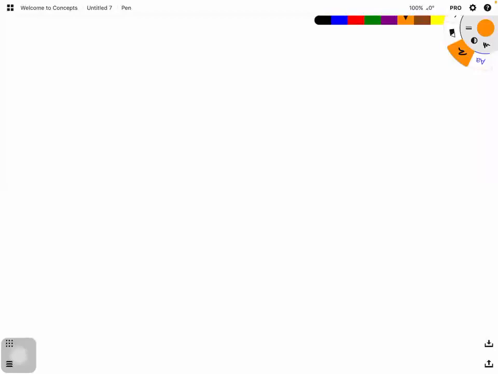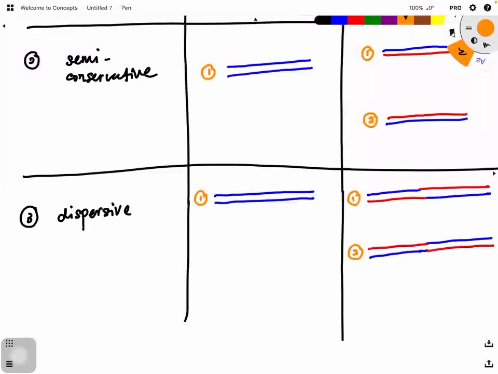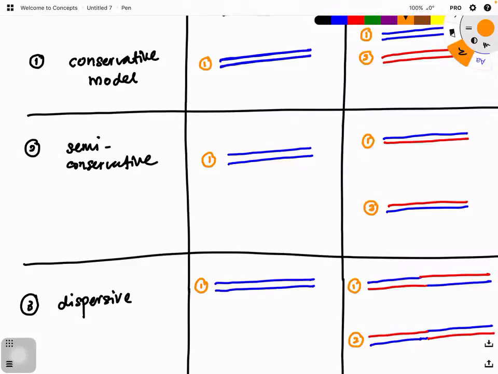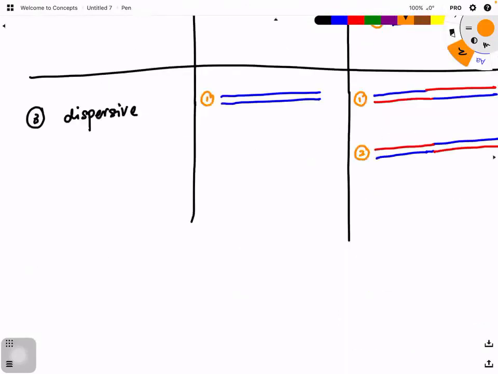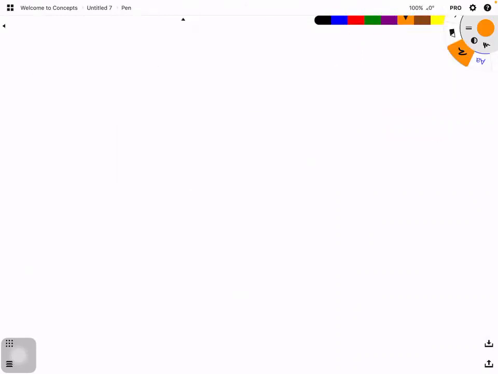So now we have these three proposed models: conservative, semi-conservative, and dispersive. Which model is the correct model? So scientists had to carry out an experiment. These scientists were Meselson and Stahl. Both of them carried out the experiment. So why blue, why red?